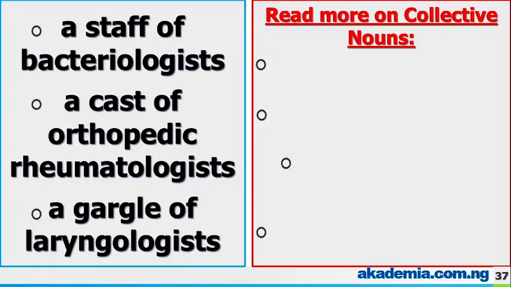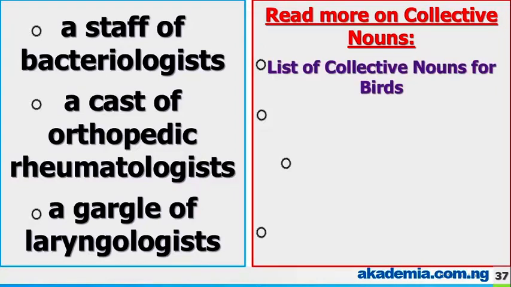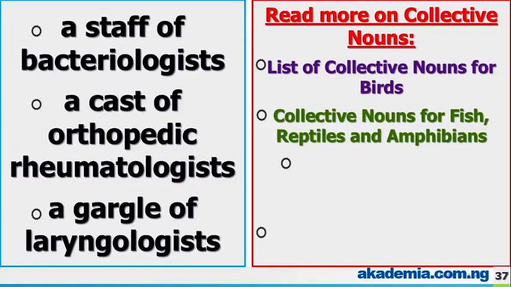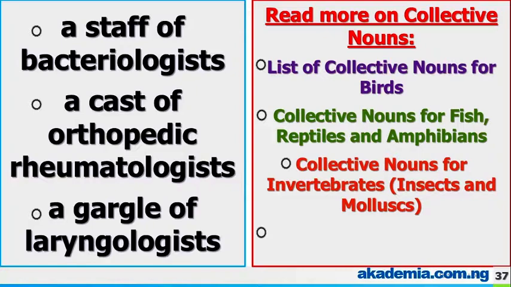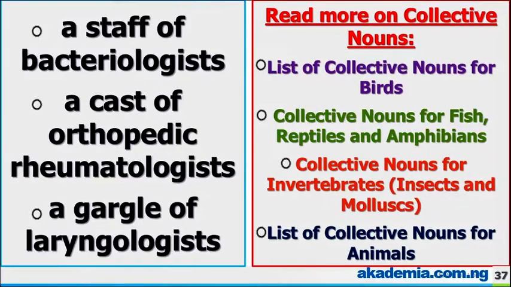And on academia.com.ng, you can refer to some posts that have dealt specifically with collective nouns. There you will find list of collective nouns for birds, collective nouns for fish, reptiles and amphibians, collective nouns for invertebrates, that is insect and mollusk. You can also see list of collective nouns for animals. If you go to the text section of this video, you're going to see the link, so you can do well to click the links and check more on collective nouns.